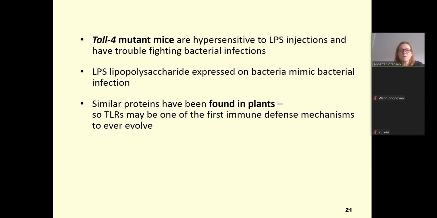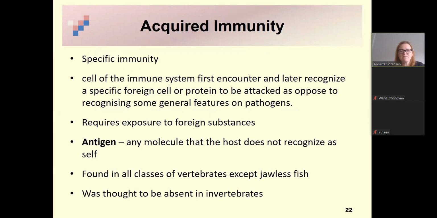Also, similar toll proteins have been found in plants. So it's thought that perhaps these toll-like receptors are one of the first immune defense mechanisms that evolved. So it's been around for a long time.